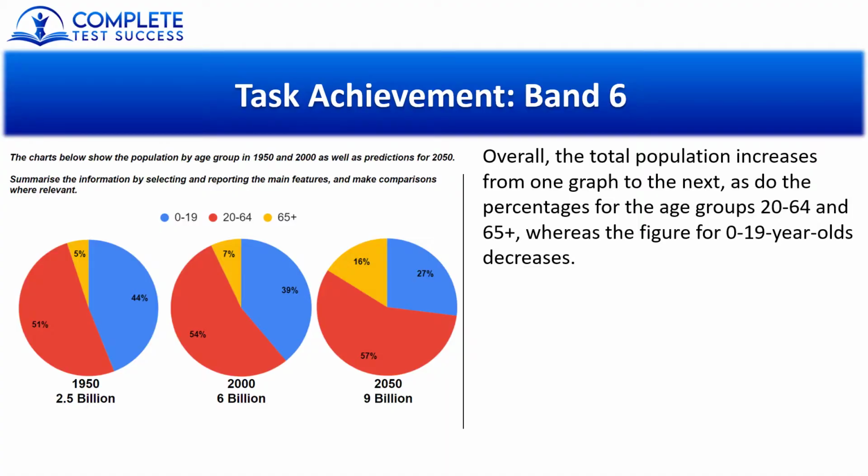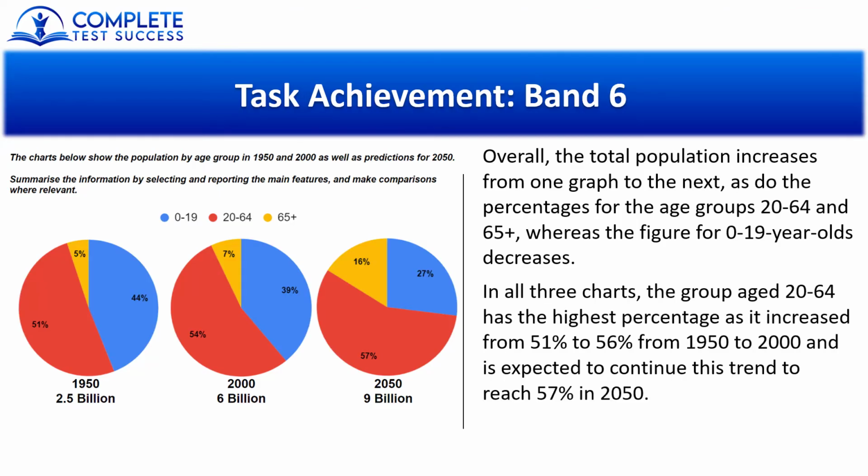Now we will look at one more attempt that would also score a band 6 for task achievement. The overview is actually the same as the one we just looked at, but this one has a different issue in the details paragraph. In all three charts, the group aged 20 to 64 has the highest percentage as it increased from 51% to 56% from 1950 to 2000 and is expected to continue this trend to reach 57% in 2050. The issue this time is that there is inaccurate data in the details paragraph.